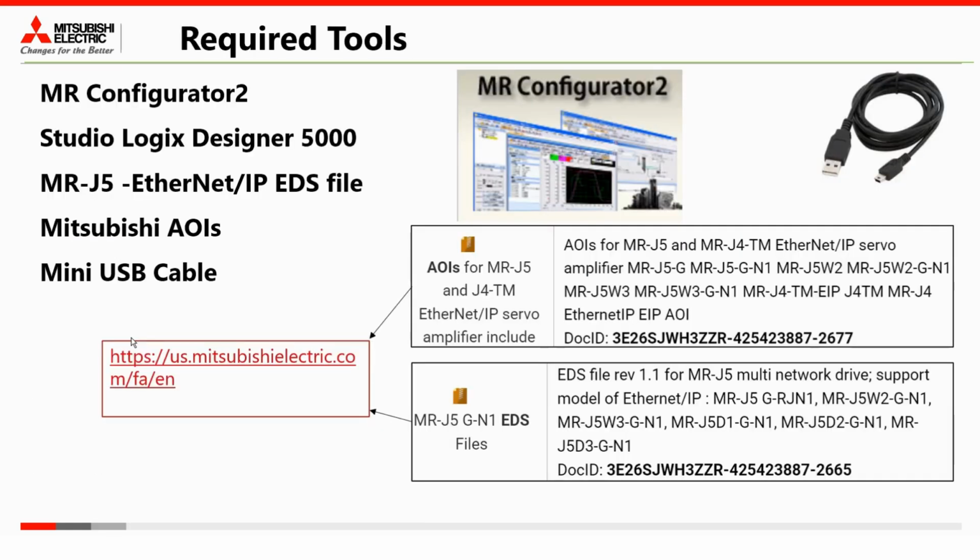To do that, we need MR Configurator 2, version 1.160S or newer. For Studio 5000, we recommend version 32 or newer, and the Mitsubishi AOI and MELSERVO-J5 Ethernet IP EDS file. You can download the AOI and EDS file from the Mitsubishi website in here.